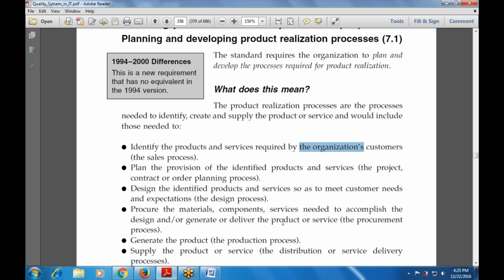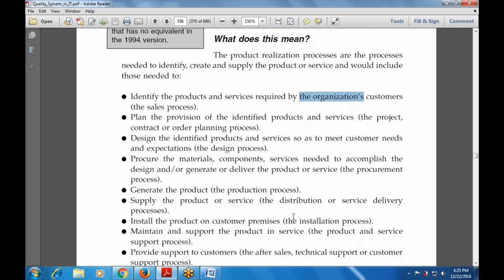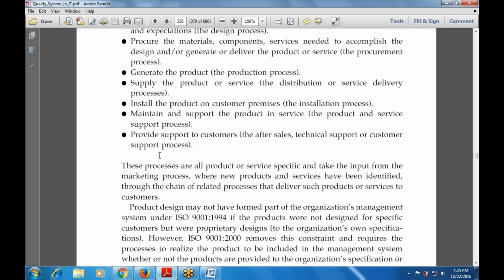The next is to generate the product, that is the production process. Then supply the product or the service, the distribution or service delivery processes. Then install the product at the customer premises, and maintain and support the product and the services, that is the product and service support process. Then provide support to the customer, that is the after-sales, technical support or customer support process.